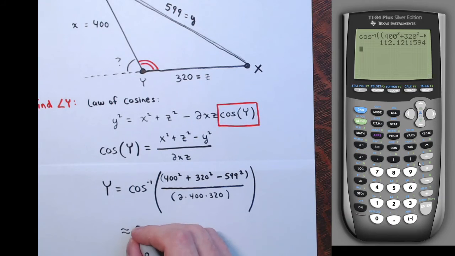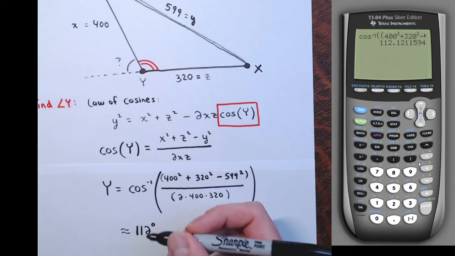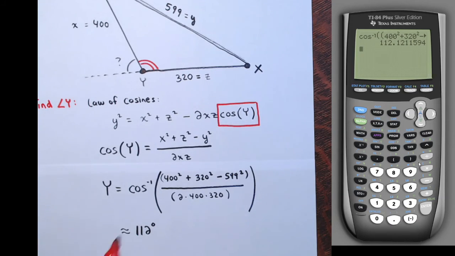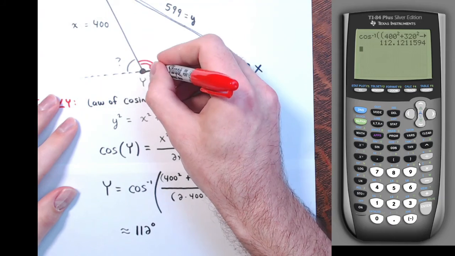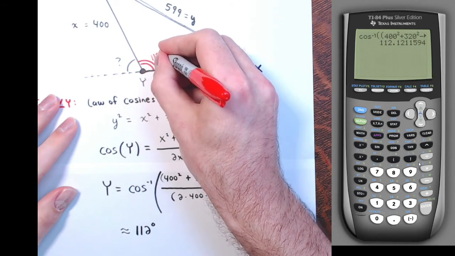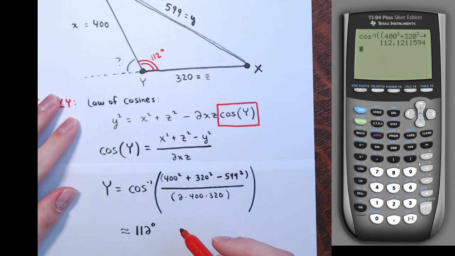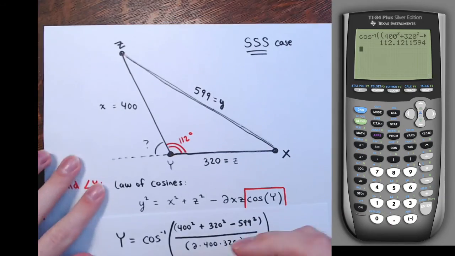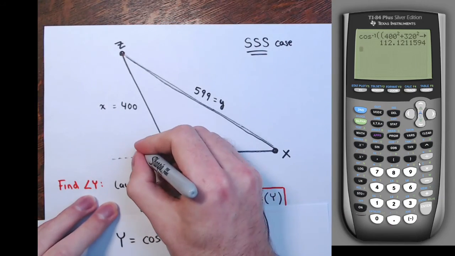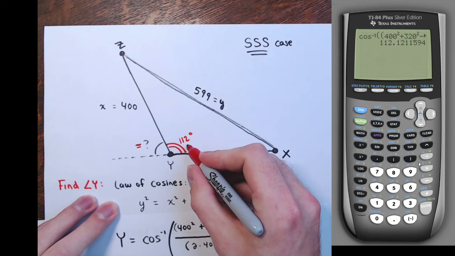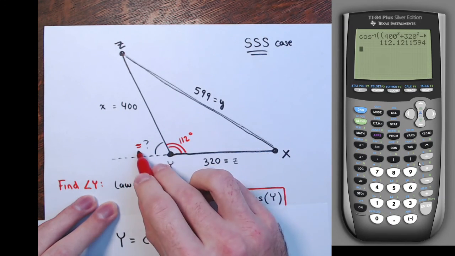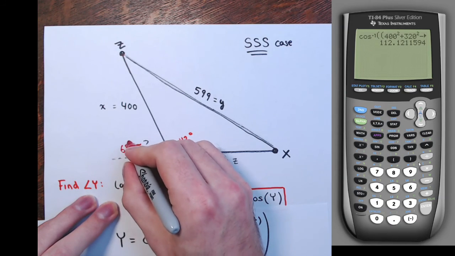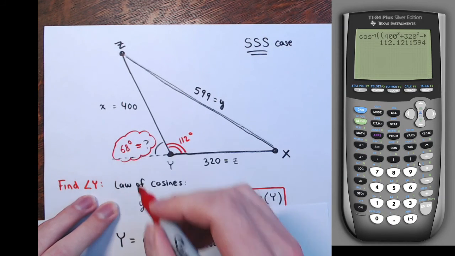So this is approximately 112 degrees. They asked us to round things to the nearest degree. So that's the angle inside the triangle here. This is about 112 degrees. So then this question mark, the amount of turning, how many degrees the plane turned to move toward point Z, that would just be the supplement. So if that's about 112 degrees, then this is about 68 degrees. And this is what they're asking for, the question mark.